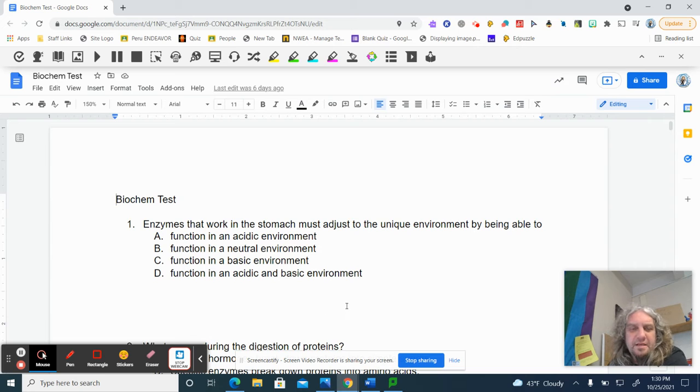All right. So, question number one: enzymes that work in the stomach must adjust to the unique environment by being able to A, function in an acidic environment, B, function in a neutral environment, C, function in a basic environment, D, function in both an acidic and basic environment.